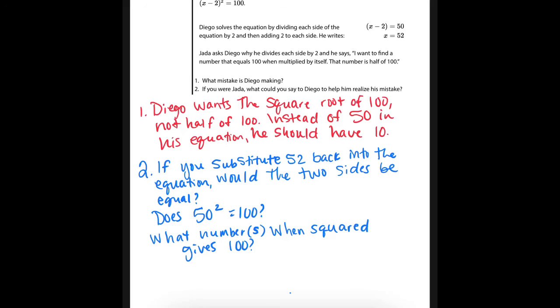Number 2, if you were Jada, what could you say to Diego to help him realize his mistake? You could say, if you substitute 52 back into the equation, would the two sides be equal? Or does 50 squared equal 100? Or what number or numbers when squared gives you 100?